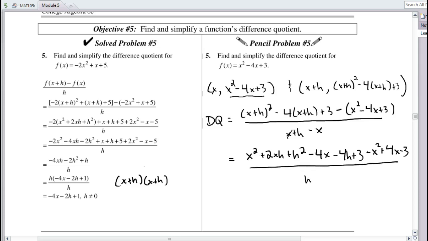So now we just look for things to cancel. There's always going to be a lot of cancellation in this step. So the x squareds, those go away. The 4x's, those cancel. The 3's, those also cancel. And what is left over? Well, we have a 2xh, and h squared, and a minus 4h.